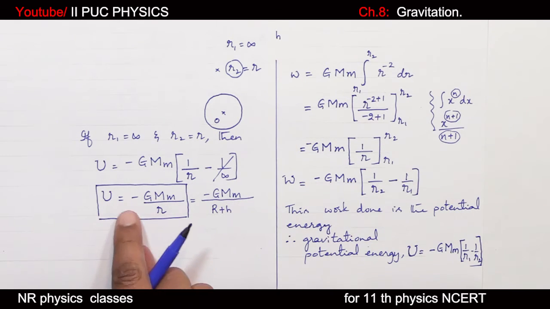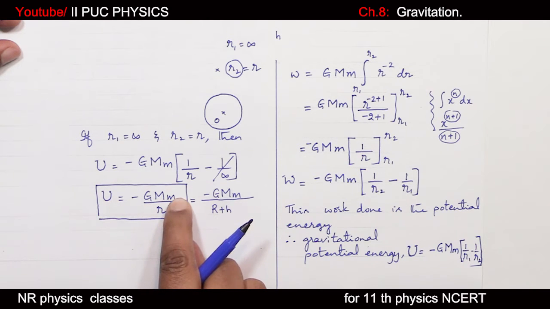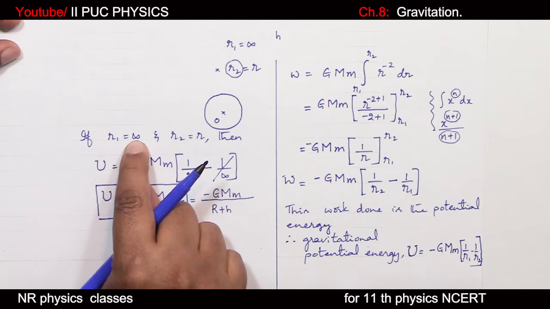Now what is the statement for gravitational potential energy? Gravitational potential energy is the work done in bringing a mass from infinity to that point.